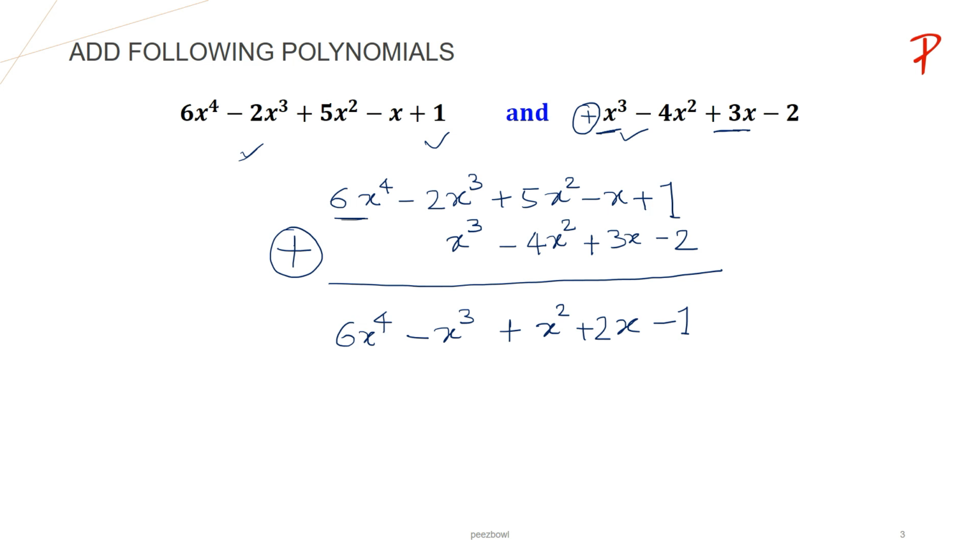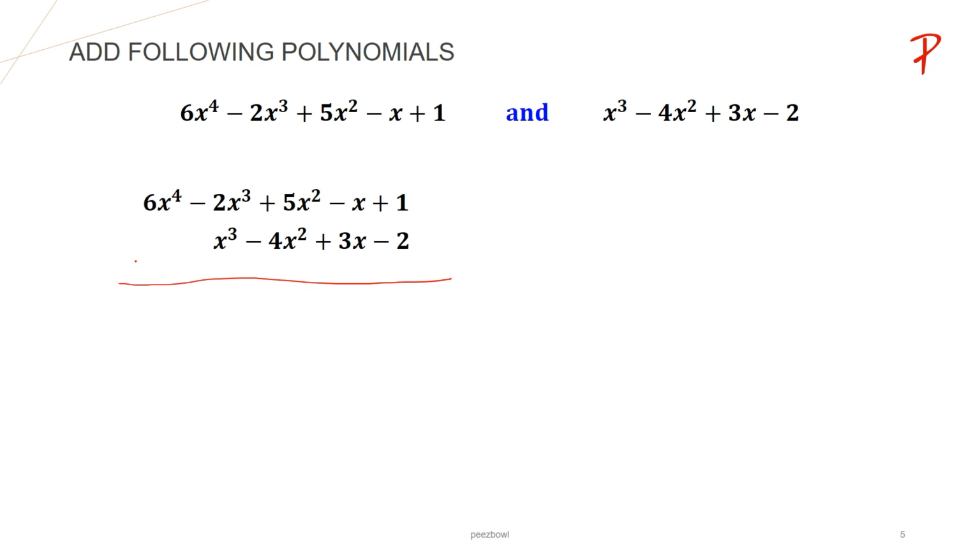So this is going to be the answer, right? 6x to the power 4 minus x cube plus x square plus 2x minus 1, right? Okay, let us see how we have added these two polynomials. So first polynomial I have written as it is, and for the second polynomial I have written similar terms one below the other. Like we had x cube, so I have written x cube below minus 2x cube. Then we have minus 4x square, I have written it below 5x square. The same way we have written 3x minus 2.